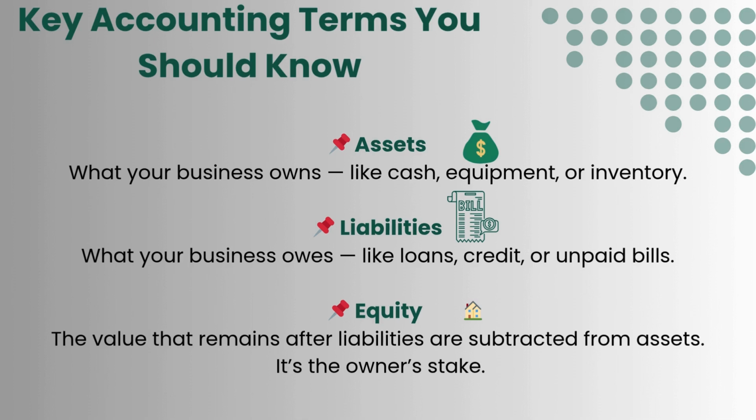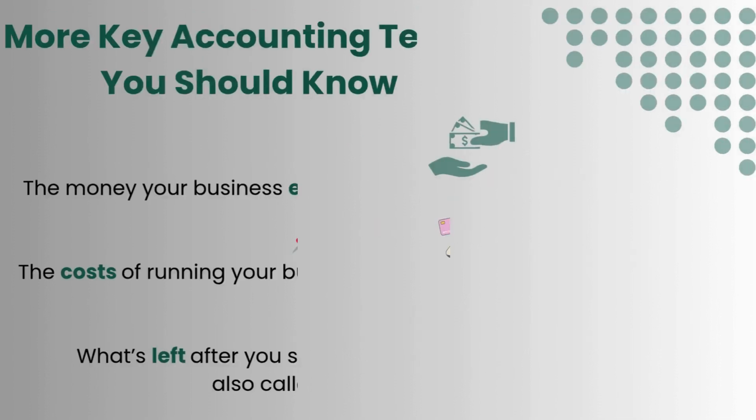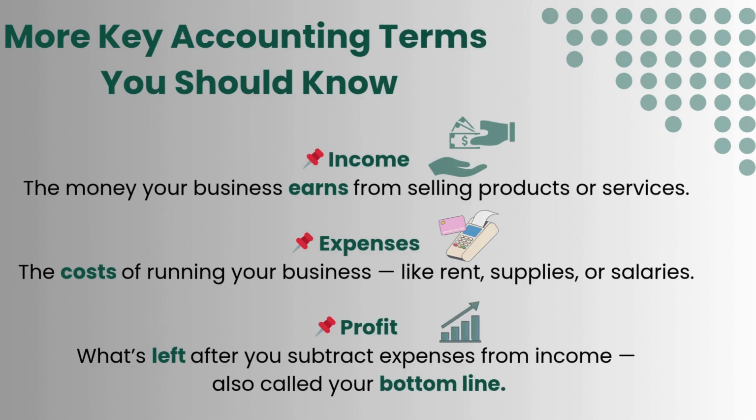Number three, we have equity. Equity is your take home. It is what remains after liabilities are deducted or subtracted from assets. That what is remaining is what is called your own equity. Number four, we have income. Income is simply what your business earns from selling products or services. So what you get paid by a client or a customer, that is what we call income.